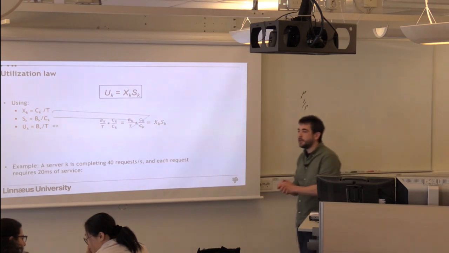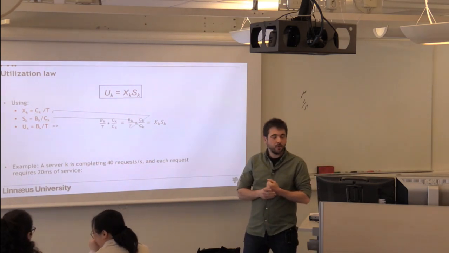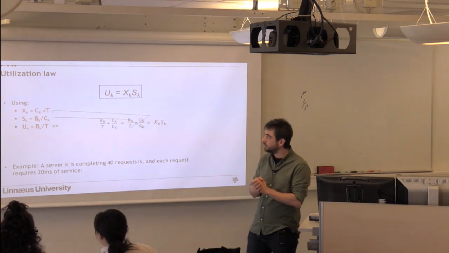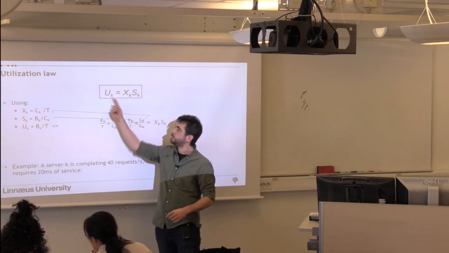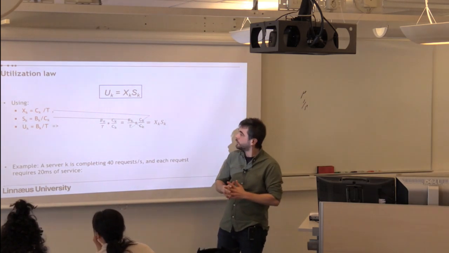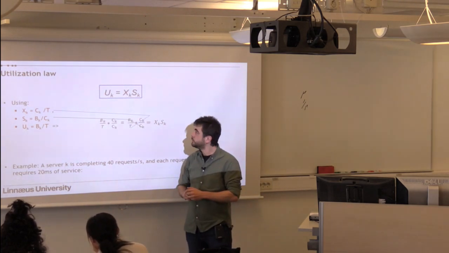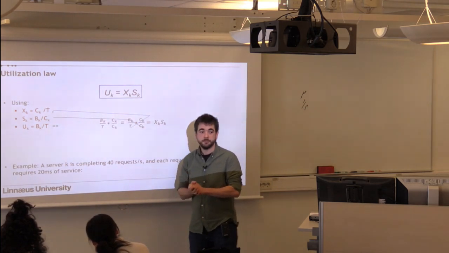So let's start with the first law, the utilization law. I think I used it as an example last Wednesday. Now we are going to see the definition. The utilization of a resource is the throughput, X, of this resource multiplied by the service time of this resource.